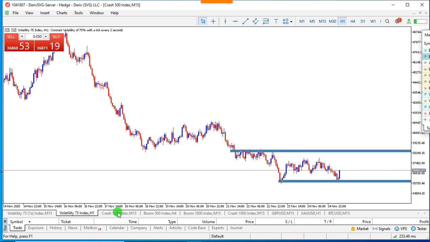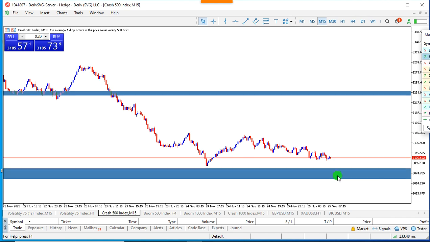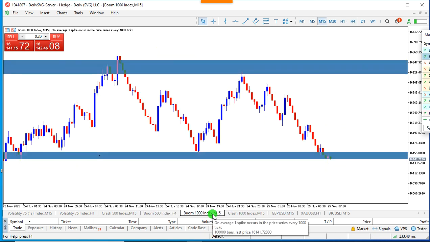And of course on Crash 500, the same thing, just wait for a break below this zone, then a retest. On Boom 500, we wait for a retest back to this zone before we can think of shorting this. And on Crash 1000 and Boom 1000, either the market gets rejected and there is a break above this to go long, or a fully formed rejection around here, then a bearish candle for us to go short. So that's the summary of analysis on synthetic markets.